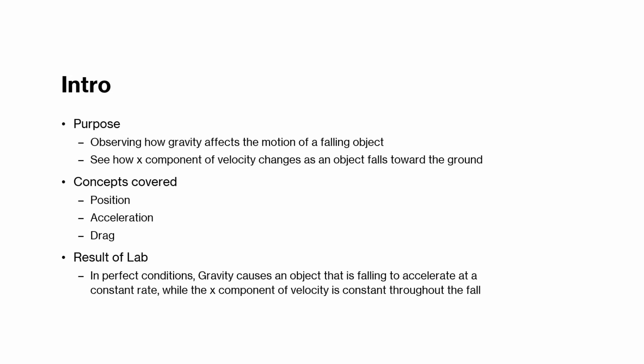So the concepts we're going to be covering are position, acceleration, and a little bit of drag. That's just more of the discussion later. The result of this lab: in perfect conditions, gravity causes a falling object to accelerate at a constant rate, which we'll see later, while the x component of the velocity is constant throughout the fall.